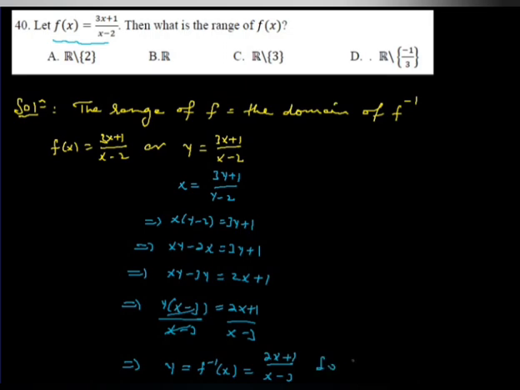So the domain of f inverse is all real numbers except 3, which will be the range of f. The range of f and the domain of f inverse are the same, therefore the range of f will be all real numbers except 3.